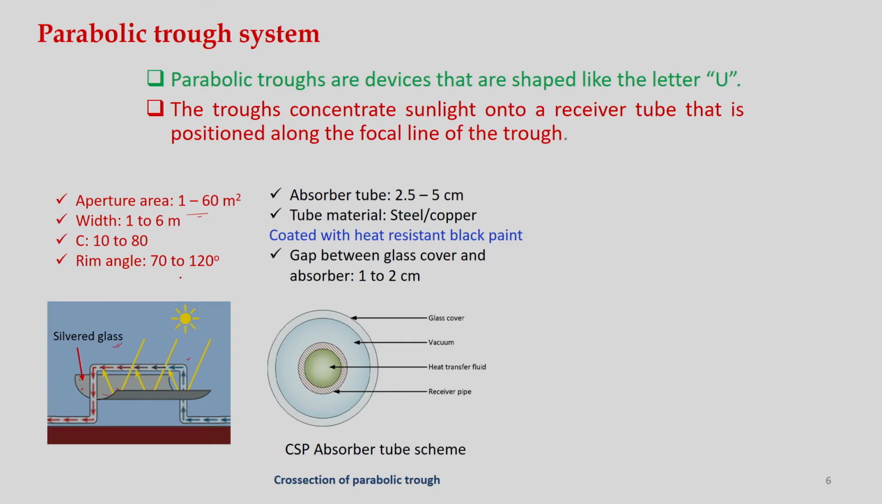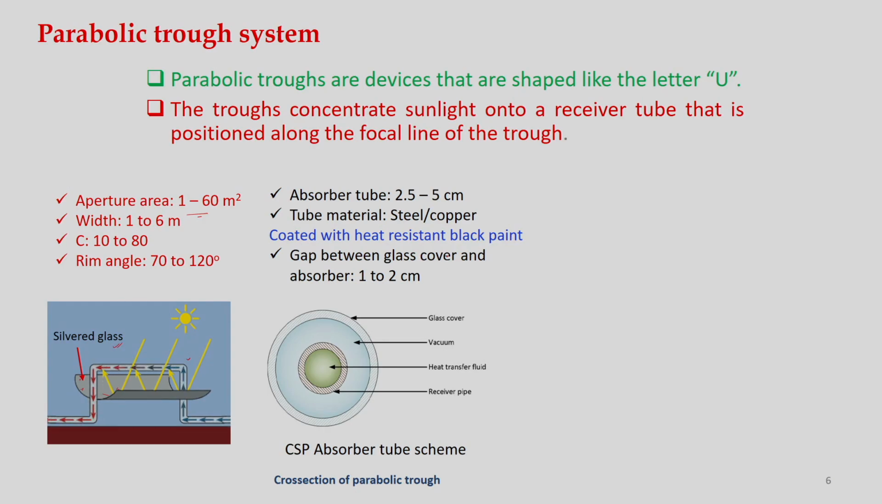Okay? So, if you talk about this absorber tube now, the absorber tube diameter varies from 2.5 to 5 centimeter, and the tube material is normally steel or copper, and these tubes are coated with heat resistance black paint. Sometimes selective coating is also applied to increase the absorptivity of the solar radiation. So, in modern parabolic troughs selective coatings are applied, which gives higher conversion efficiency.